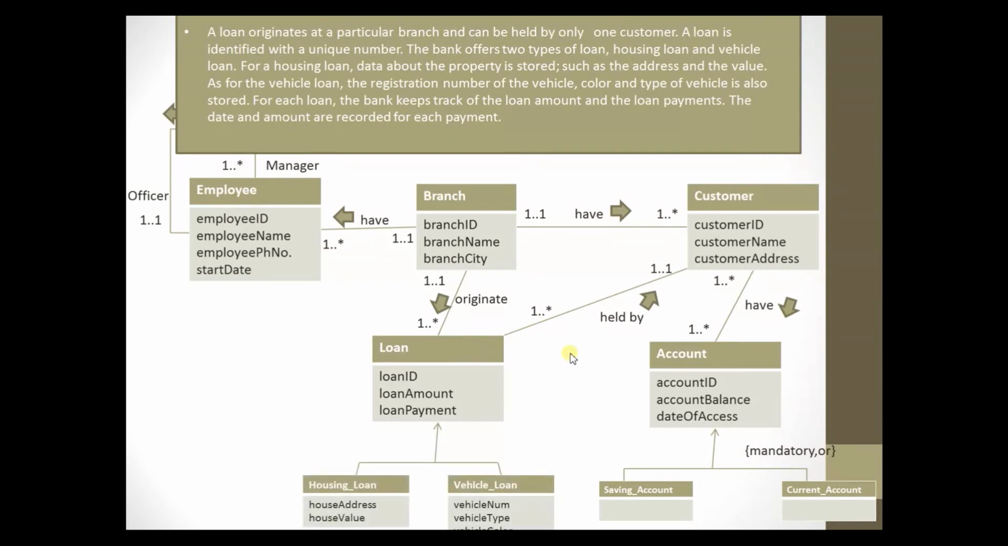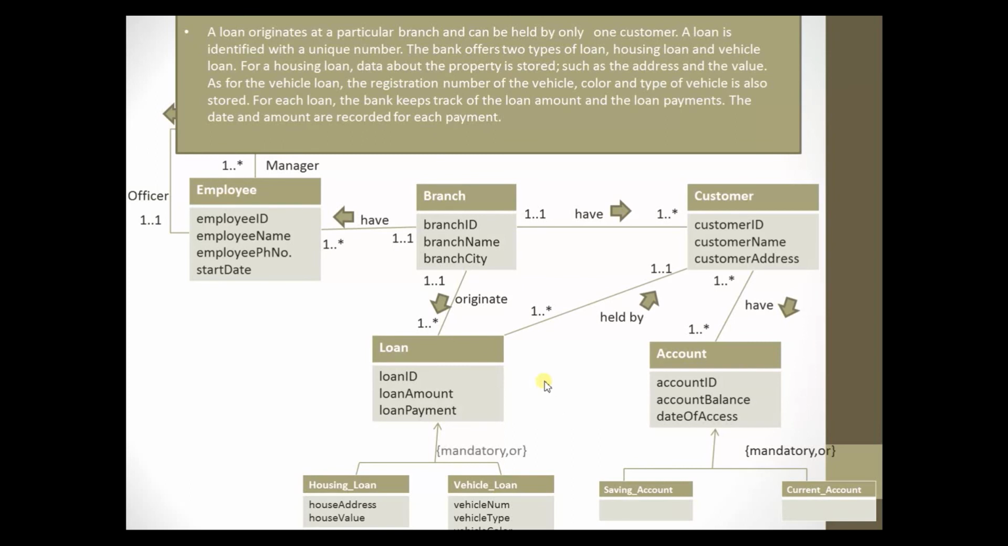And then the next is, a loan is identified with a unique number, as here. The bank offers two types of loans: housing loans and vehicle loans. So this is also a generalization relationship. For a housing loan, data about the property is stored, such as the address and the value. As for vehicle loans, the registration number of the vehicle, the color, and the type.